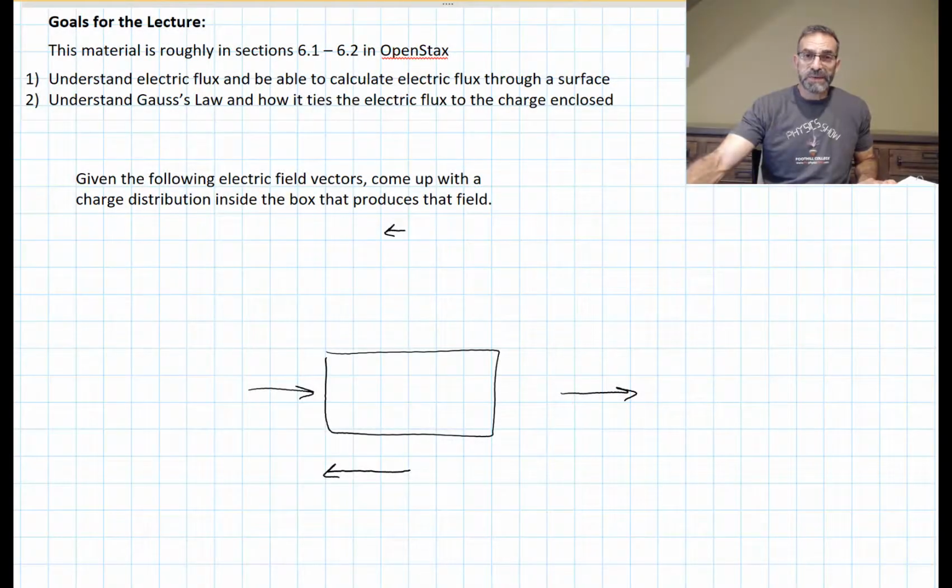Let's try this one now. I've indicated four electric field vectors around the box. See if you can figure out what kind of a charge distribution inside of the box would create that electric field.